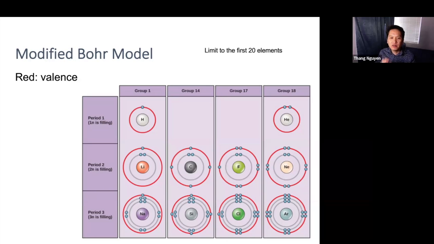Okay, and so we need to be able to do this for 20 elements in our class. If you go beyond this, it gets a little bit more complicated, which at the level of this class, we're not going to dive into. So your job is just to know the first 20 elements.